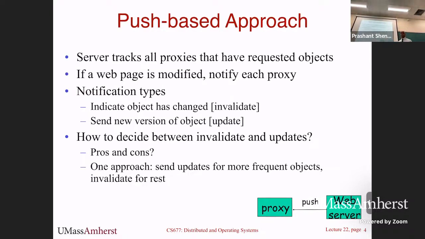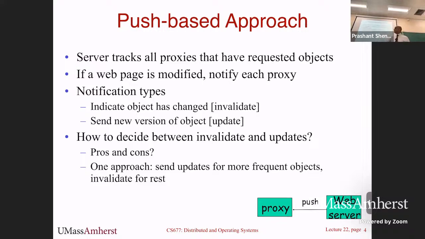In this case, the server is going to track all proxies that have requested content from it. Whenever a proxy makes an HTTP request, the server keeps track of the IP address of the proxy and the web page that was requested. So it now has a list of all the proxies that are caching any of its web pages. If a web page is modified by a user, then the server is going to look for all the proxies that cache that web page, not other pages, but that web page. And then you can either send an invalidate or an update.